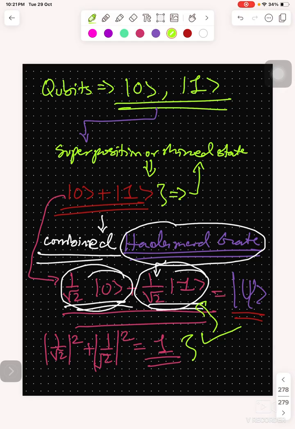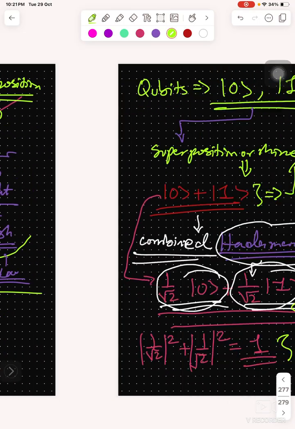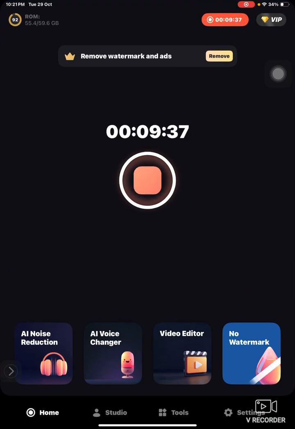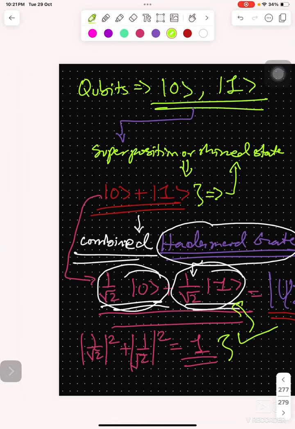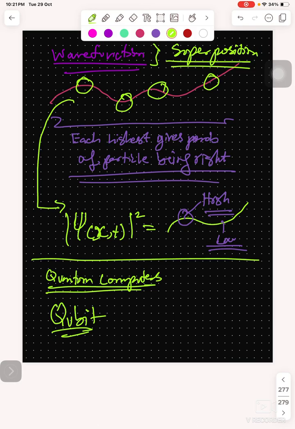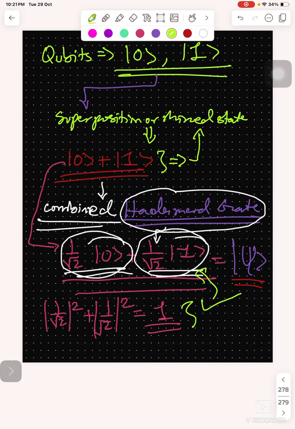So what we say is, a qubit is in a mixed state when we are trying to process. And when we make a measurement, what do we get? We get either one of the states.